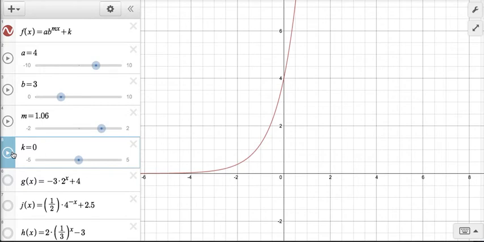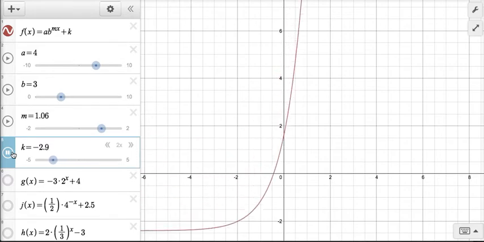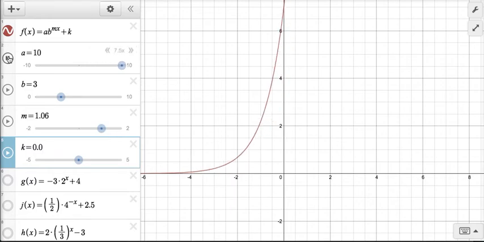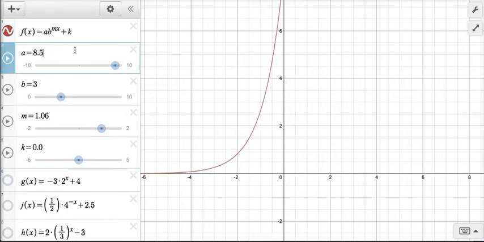I'm going to leave it just like that, and we're going to continue to look at the different components. Remember, K simply moves the function up, and it moves the function down. So here I have A is 4. What does A do? Well, A, let's just see. It's probably moving it a little bit too fast. Let's try that again. So I'll slow this down.